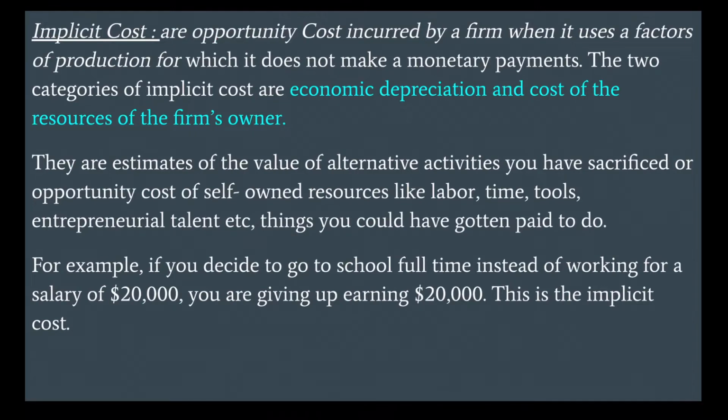Implicit cost, or opportunity cost, is incurred by a firm when it uses a factor of production for which it does not make a monetary payment. The two categories of implicit cost are economic depreciation and the cost of resources of the firm's owner.